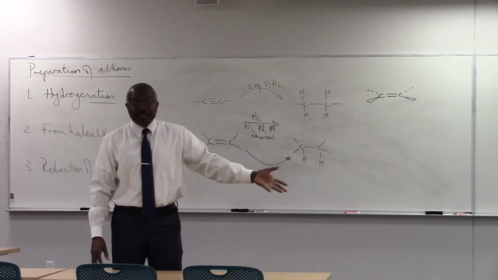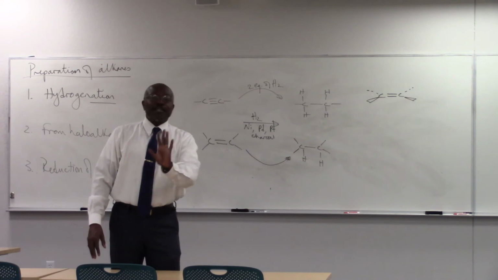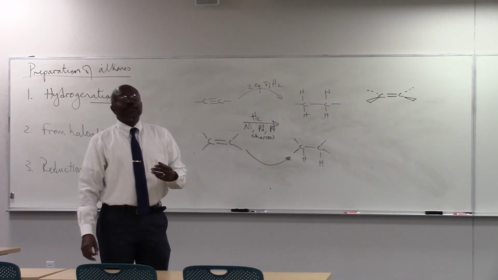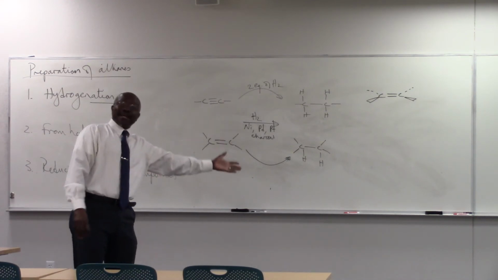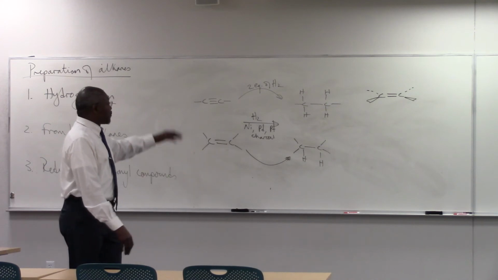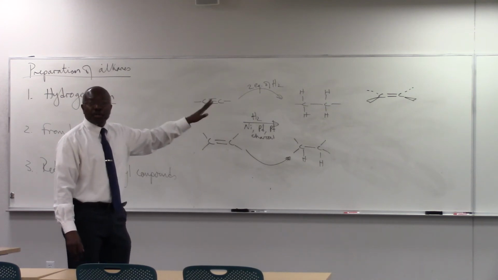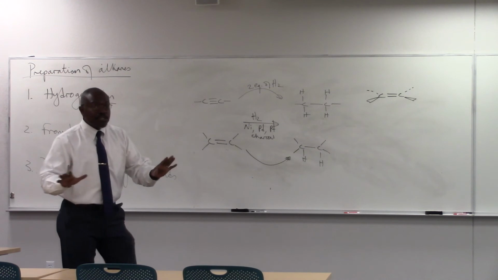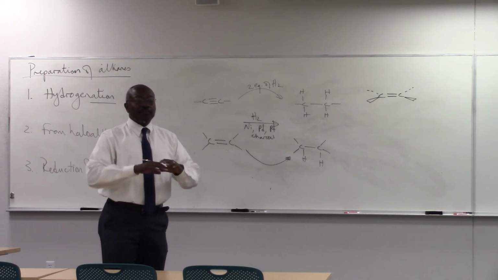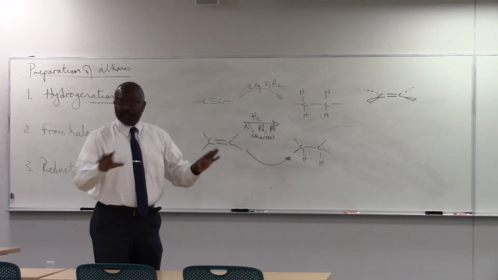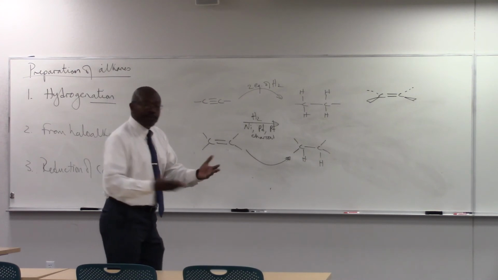Some people use asbestos. Not all asbestos is bad. So I can either use what's called platinized asbestos, or I can use palladium or nickel or platinum on charcoal. The charcoal is inert. Its job is just to have a broad, large surface area. So how does this work?